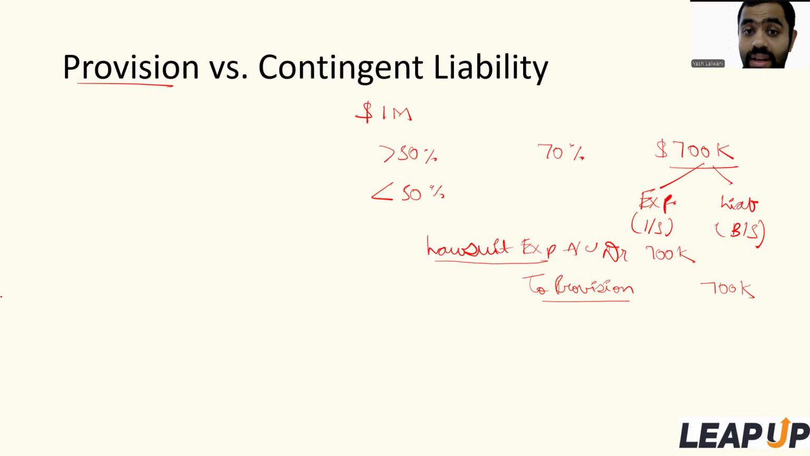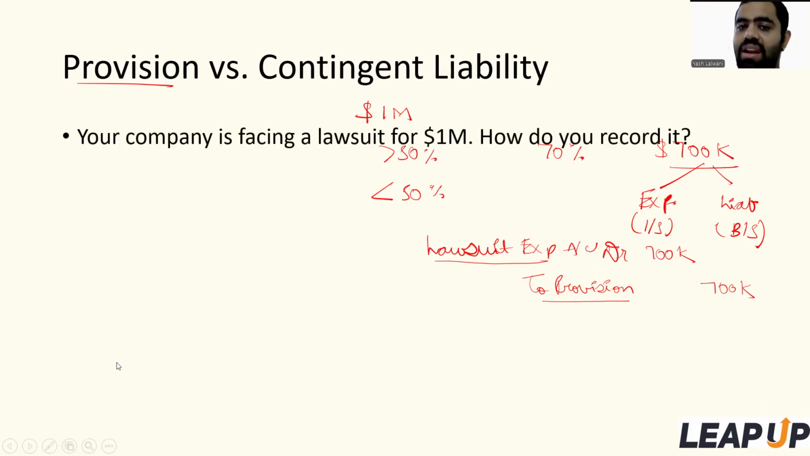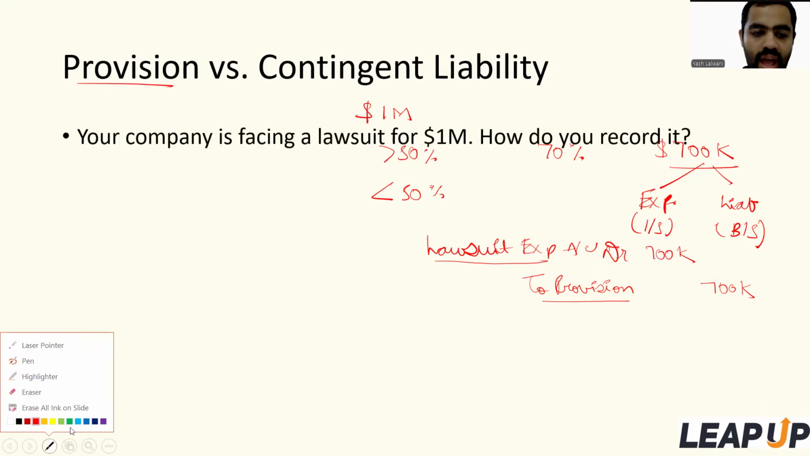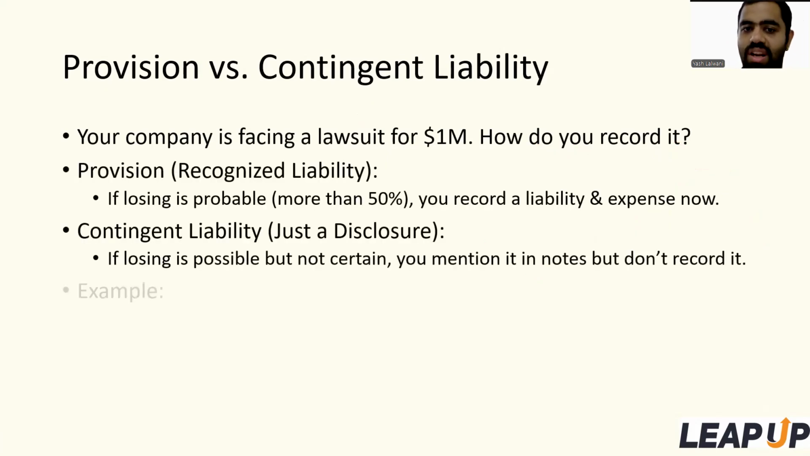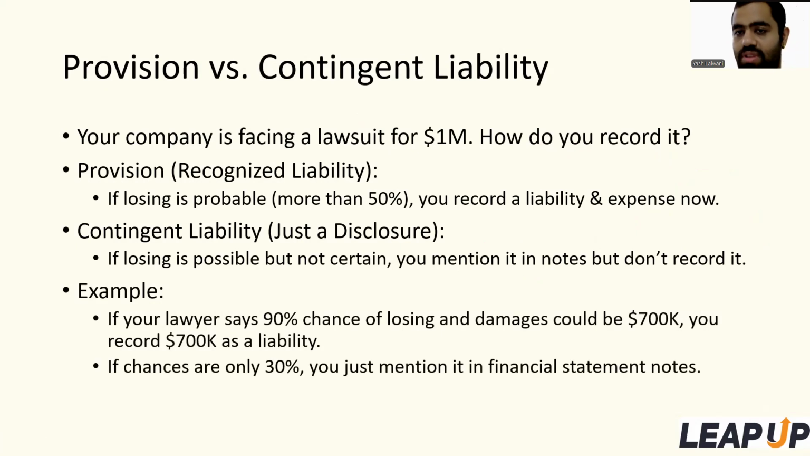But if the probability is very high, greater than 50%, 70, 80%, that is when we record a provision liability, and this is how the accounting of it happens. So, a fairly simple, crisp topic of how provision and contingent liability go around.